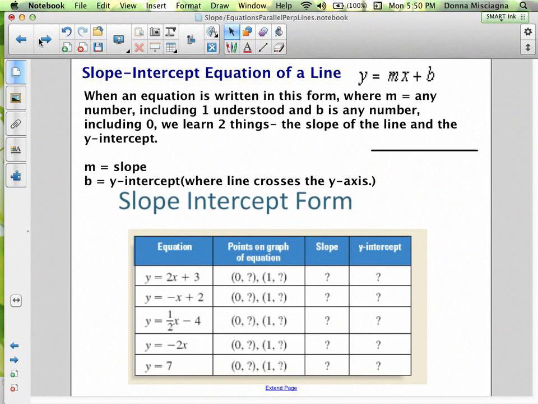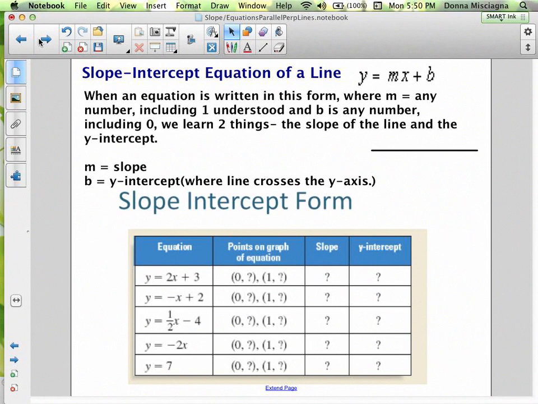All right, so slope-intercept form of a line, y equals mx plus b. When an equation is written in this form, where m is equal to any number, including 1 understood, and b is any number, including 0, we learn two things. We're going to learn the slope of the line and the y-intercept. Okay? So m is going to be our slope. It's that coefficient right in front of x. And b is going to be the y-intercept. It's where the line crosses the y-axis. Okay? And it's that number that's added in.